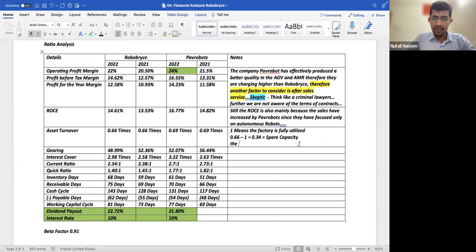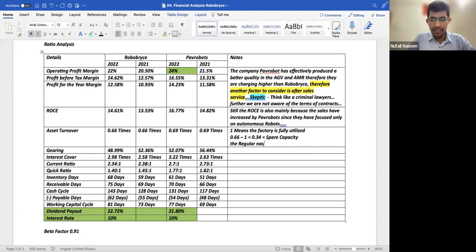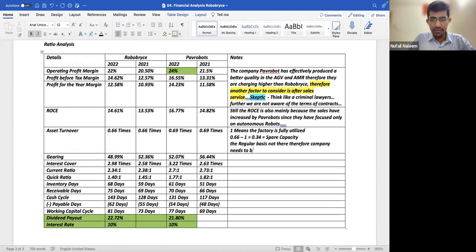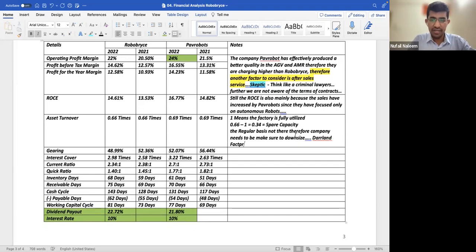So I'll write down here: only updation. The regular basis is not there. Therefore, the company needs to make sure to downsize. Students, 100% chance there can be a question on downsizing the factory, especially the Darlan factory. I am confident that a question can come with regards to the Darlan factory, because we are not utilizing it, and that makes sense also. We are only providing these goods as well.